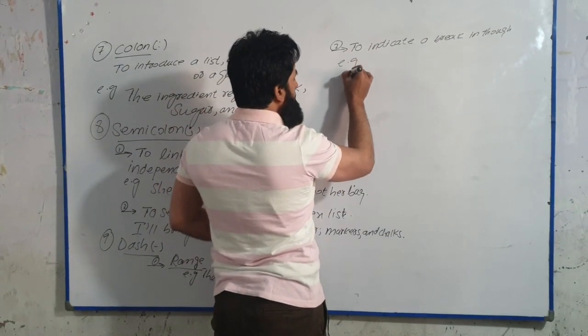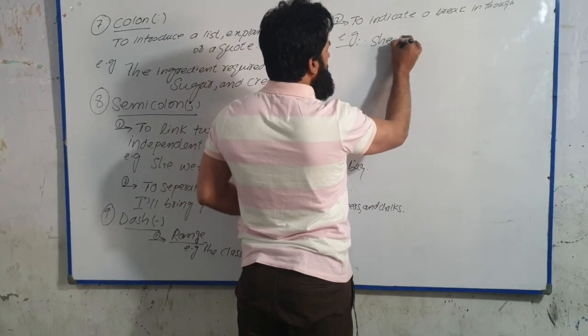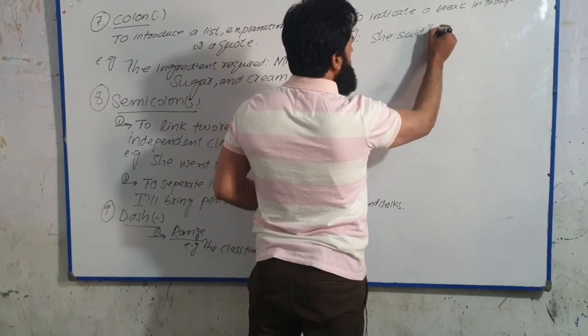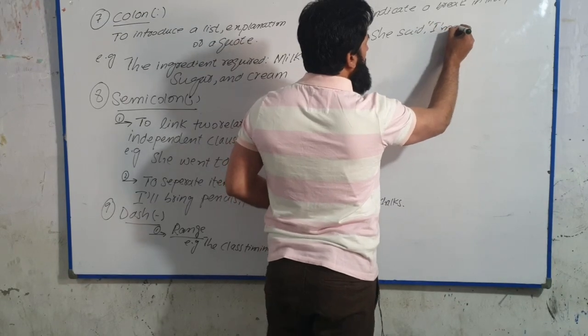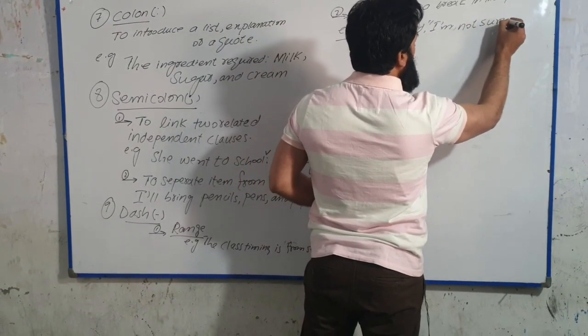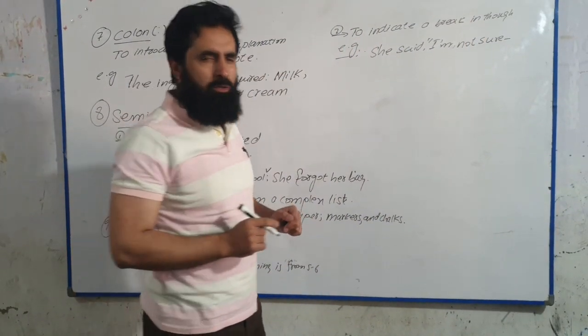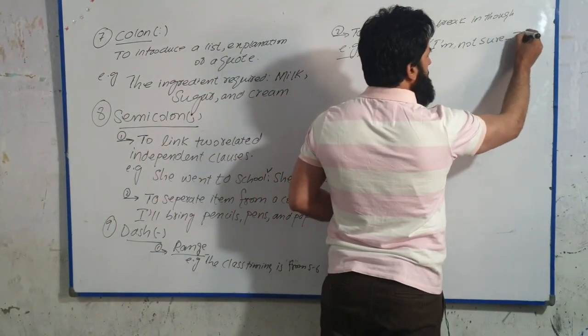Let's suppose, let me make an example for you. Okay, she said, I'm not sure. Now for what she is not sure? Okay, she used dash. I'm not sure, I'll think about it.